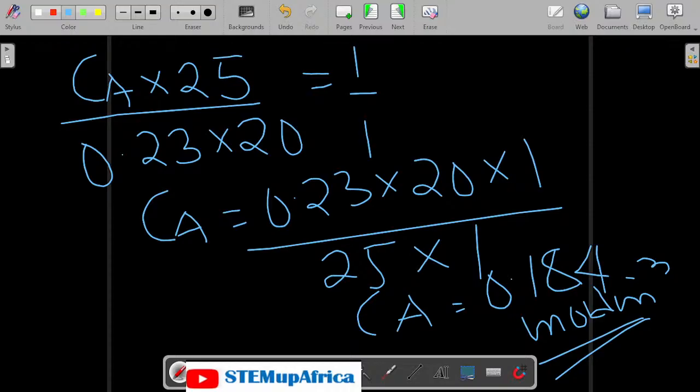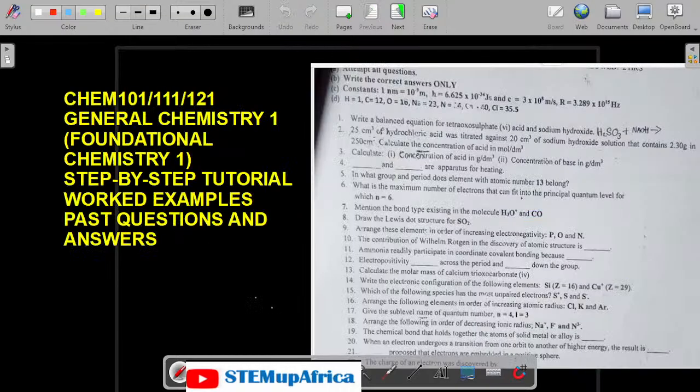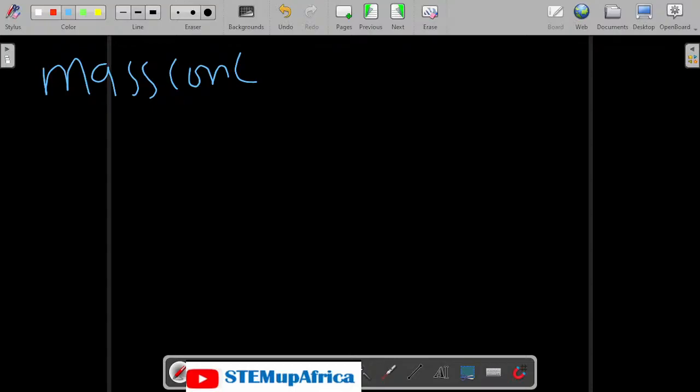That is the solution to the question 2. We are asked to find the concentration of the acid in mole per dm cube, and then calculate the concentration of the acid in grams per dm cube. There are two types of concentration. We have one in mole per dm cube, which is what we call molar concentration. We have another one in grams per dm cube, which is what we call mass concentration. So what's the relationship between the molar concentration and the mass concentration? The mathematical relationship says mass concentration is equal to molar concentration times molar mass. That's the relationship.